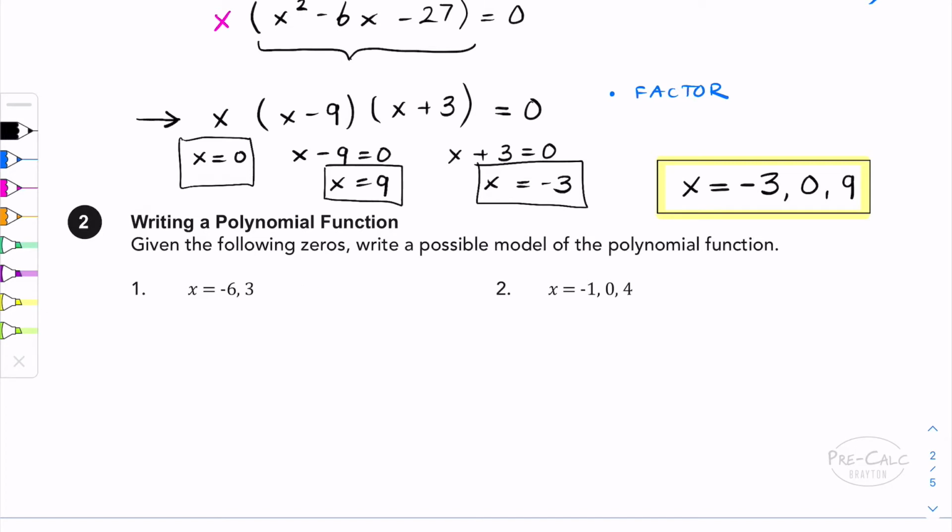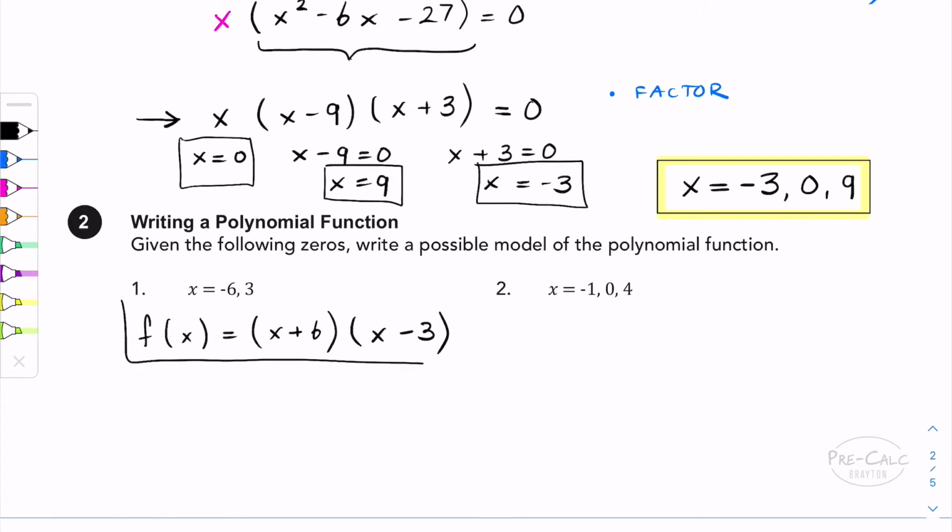So for number 1, we have a 0 at x equals negative 6 and 3. If that's the case, we know that we must have a function that has two factors, one of them being x plus 6, because when you set that equal to 0, you would get x equals negative 6. And the other factor being x minus 3. When you set that equal to 0, you would end up with positive 3. This here is your factored form.